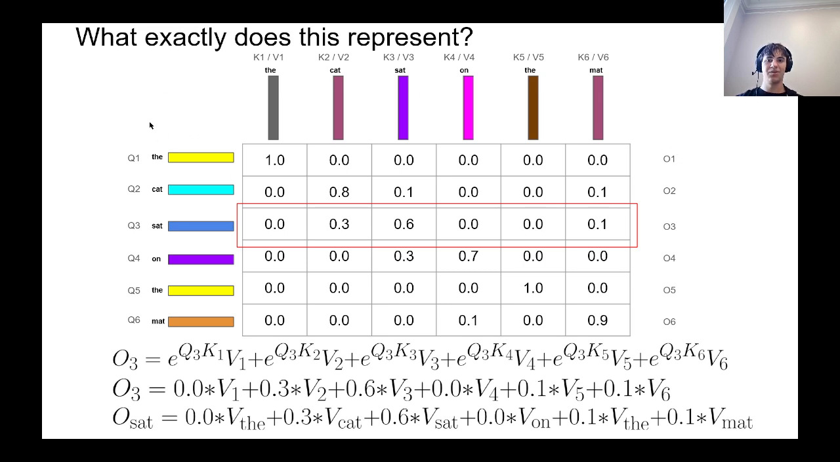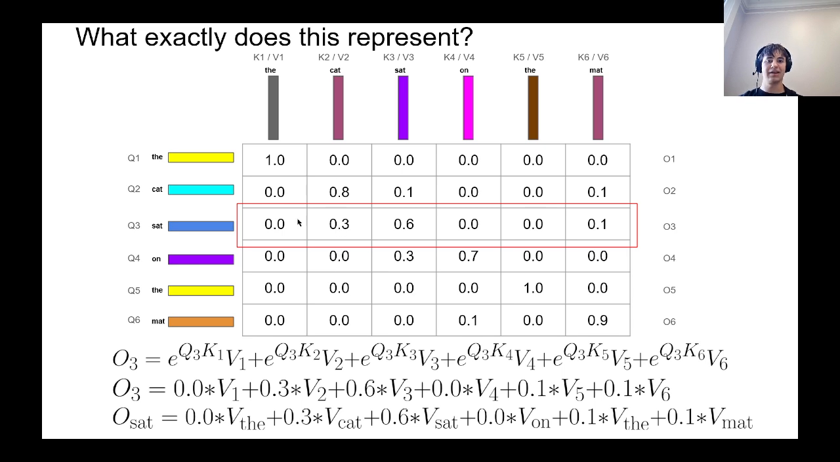Now, again, the rows are representing the queries and the outputs. So let's just look at this row here. Like I defined at the very beginning, we want to define a new representation for the word sat as a linear combination of all other words. I'm using the exact same weights as I had before. This weight here comes from the inner product of Q3 and K2, so the query for sat and the key for cat.